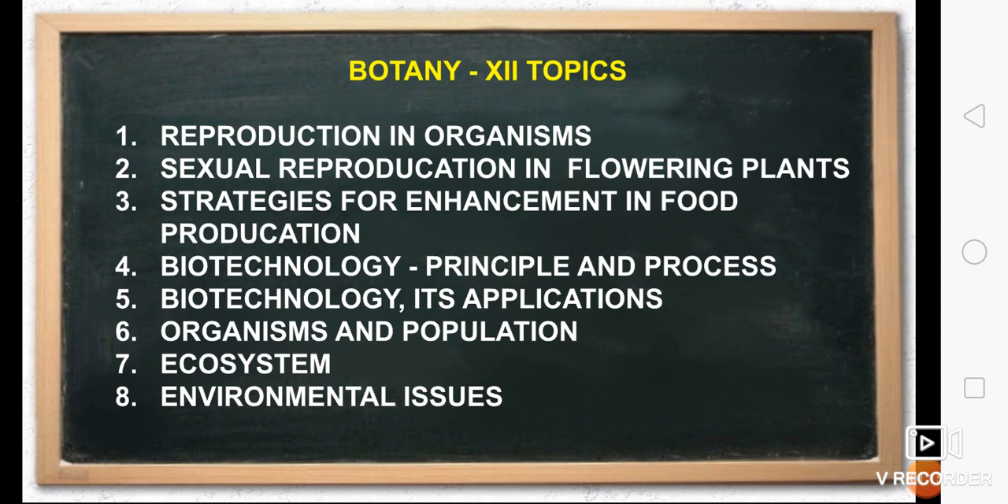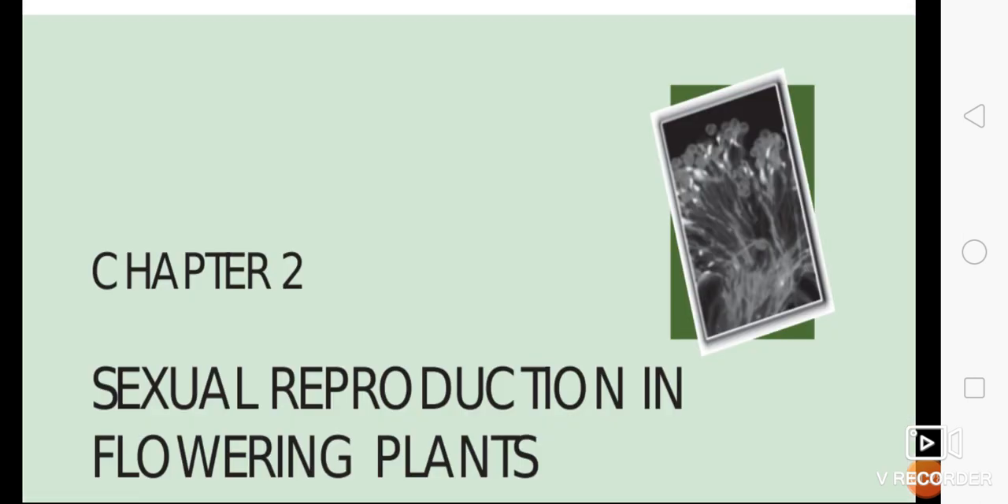So you have to learn 8 chapters in botany syllabus, and for easy handling of online class, I start with the second chapter. Name of second chapter is sexual reproduction in flowering plants. I start with this chapter because you learned so many important points in the sexual reproduction of flowering plants in your first year syllabus.